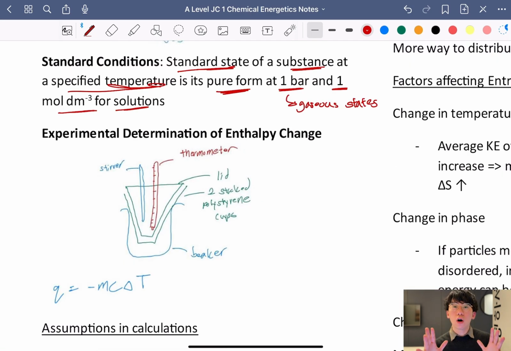So what's the point of standard conditions? Standard conditions are a very specific way for scientists across the globe to have the same set of conditions for a particular experiment. When we're trying to measure the enthalpy change of anything, let's say a reaction, scientists across the globe have to use the exact same set of conditions, which is the standard conditions. Whatever values they get from the experiment, they can therefore say is the standard enthalpy change of, let's say, a reaction.